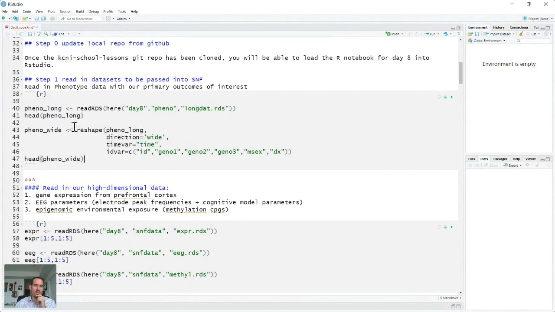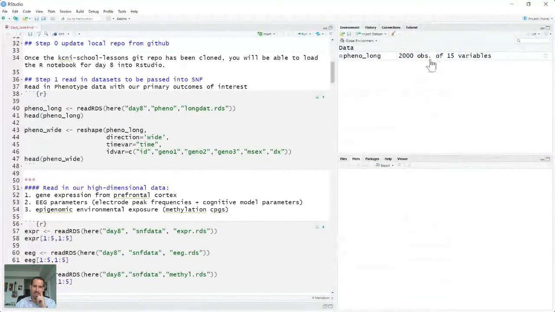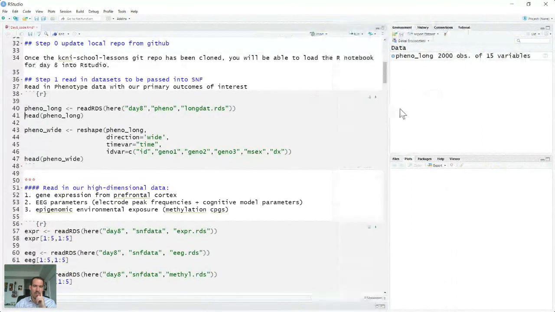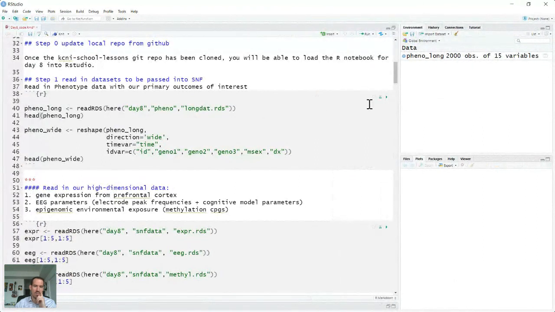But this block of code is going to do a couple of things. The first thing it's going to do is read in a data set, and it's a longitudinal data set. So I'm actually going to run it line by line, because in RStudio you can see if I just read in this data set, there are 2,000 observations of 15 variables. And the first thing that's going to happen, if you run this block of code, is it will show us the head of both of these data frames.